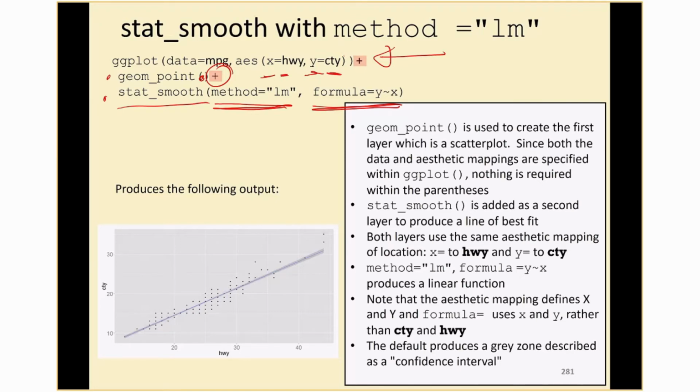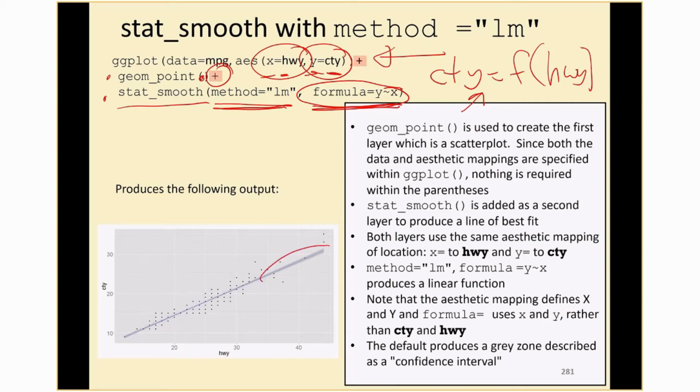So if I want the linear regression, city is equal to some function of highway, I've set up here that city is the y variable, highway is the x variable, and then I put formula y tilde x, and that will give me city mileage as a function of highway mileage, the straight line that reflects that relationship. There's this little gray line here that apparently is referred to as a confidence interval. I don't know exactly what that means, so I'm not going to use it.